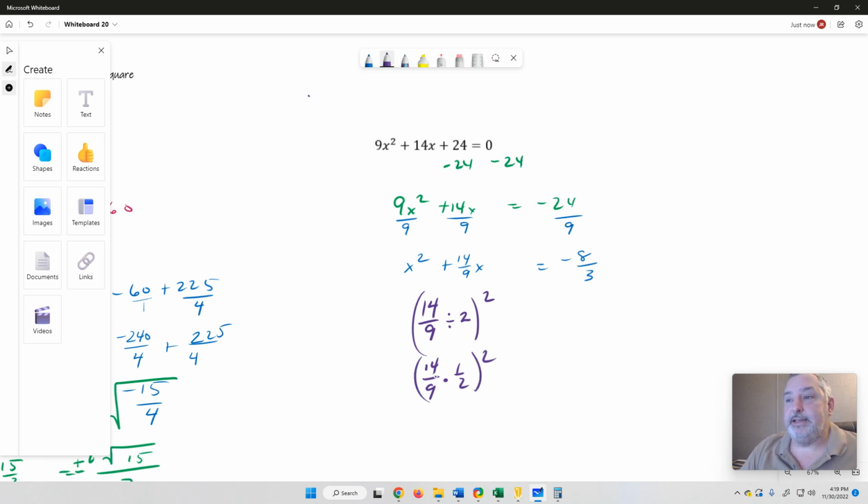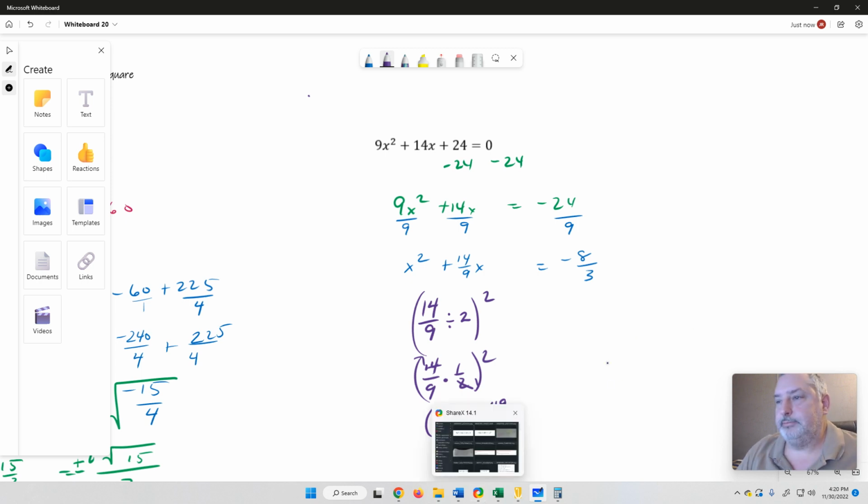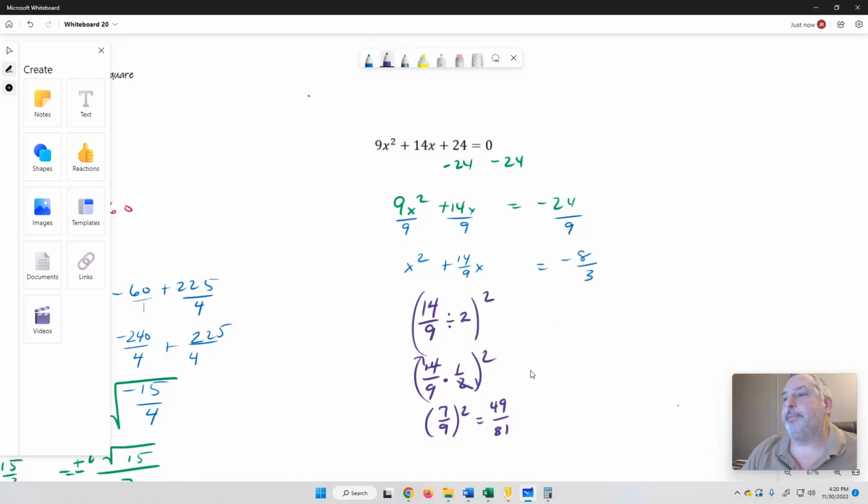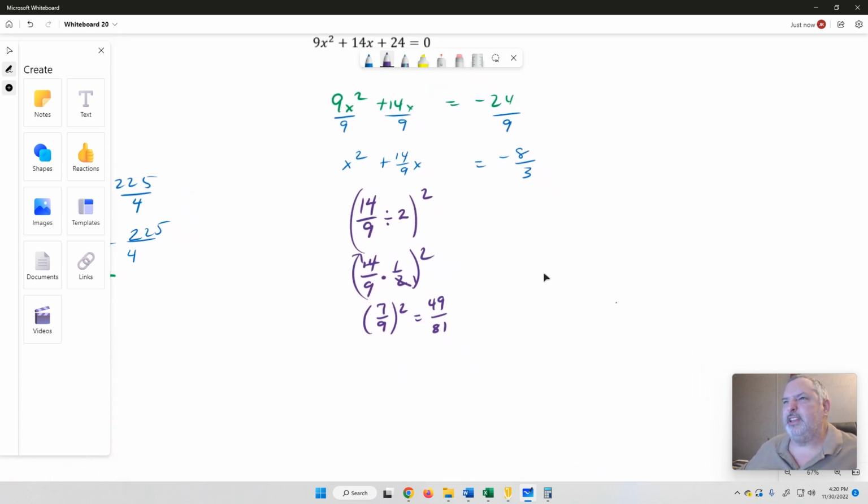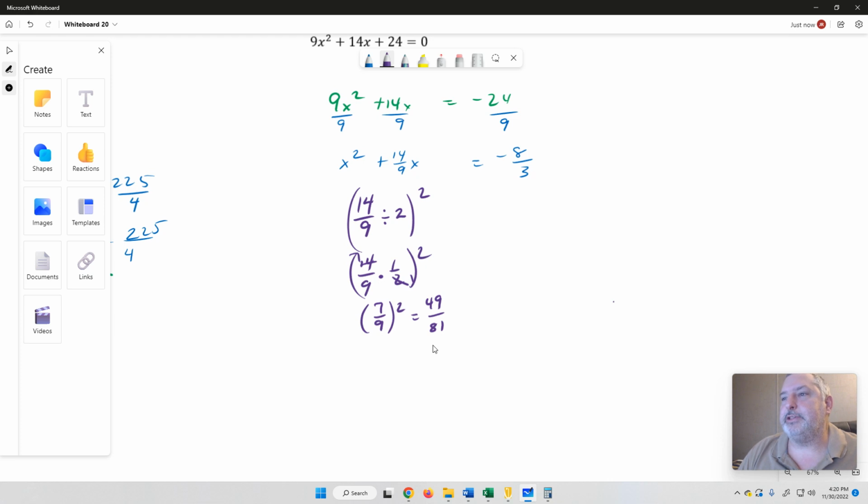Okay, 14 over 9 multiplied by 1/2, that becomes 1, that becomes 7. So this will be 7/9 squared, which is 49 over 81. All right. So that's what we're adding to each side in this one. So this one's a little more fraction dependent than the last one.